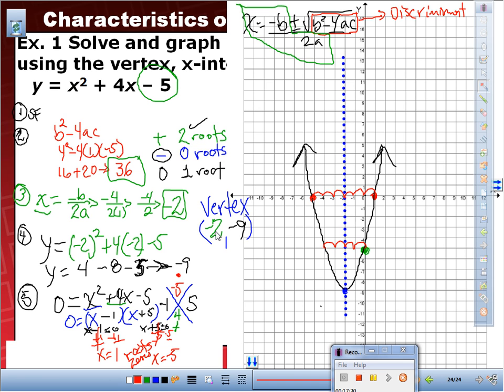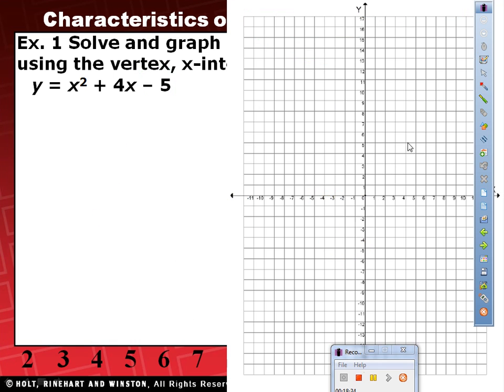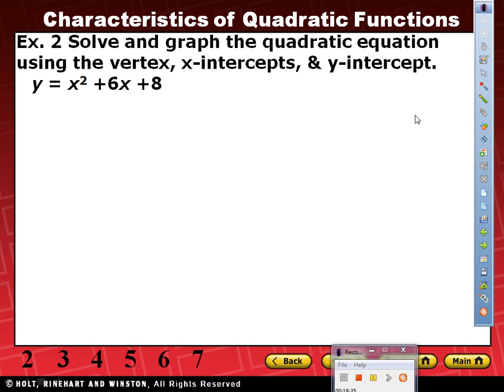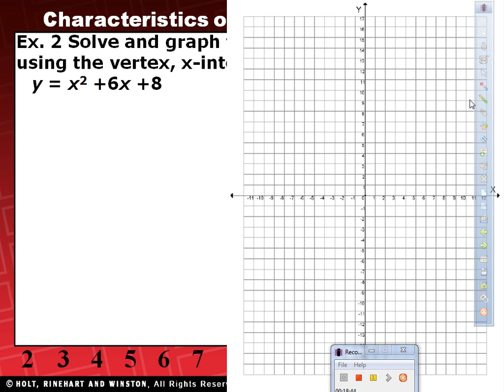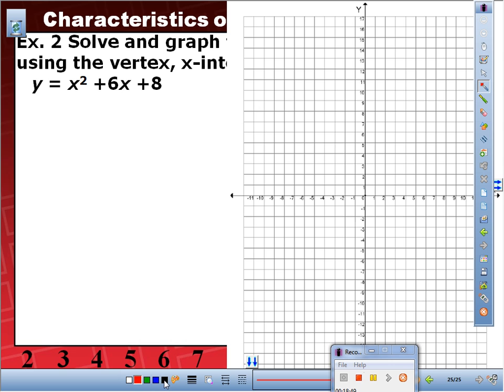Are we there? Okay, example number 2. Copy this down, please. We're going to go a little bit faster, so make sure you hurry up. Example 2. You don't have to copy the text anymore. Just copy the equation. Y equals x squared plus 6x plus 8. So let's do this one together. Step 1. Is it in standard form? Yes. Step 2. Let's find out how many roots.